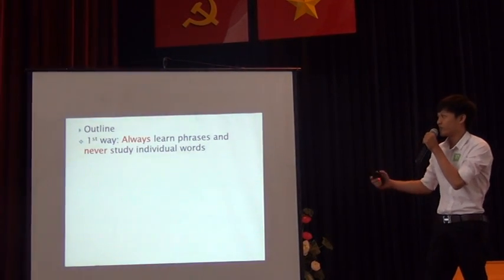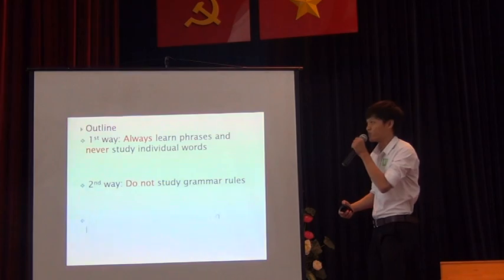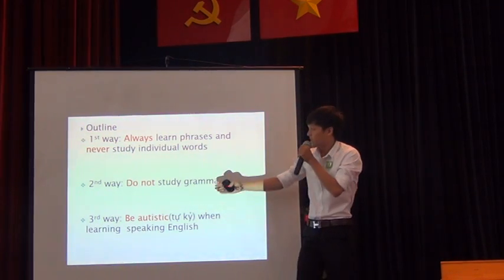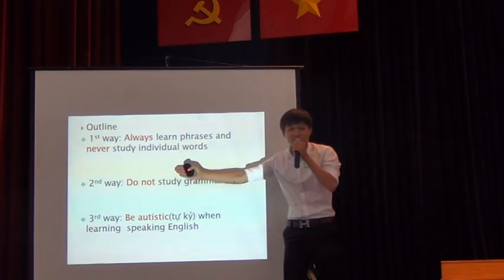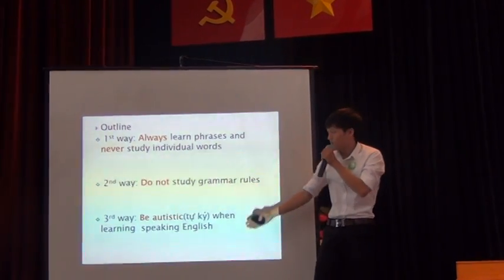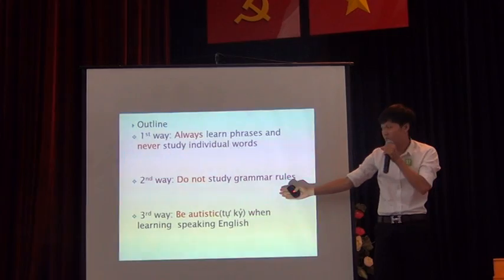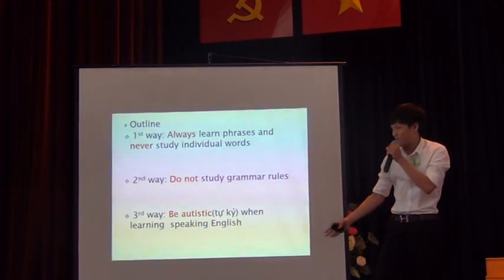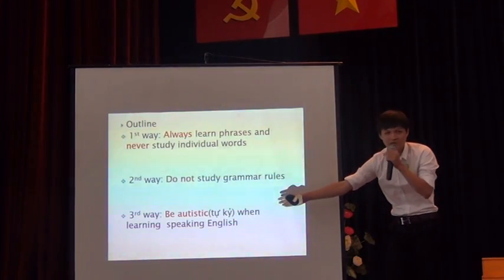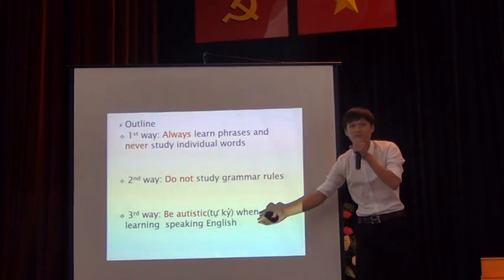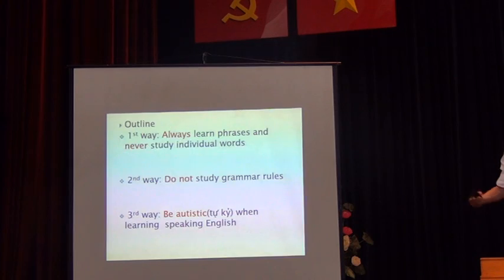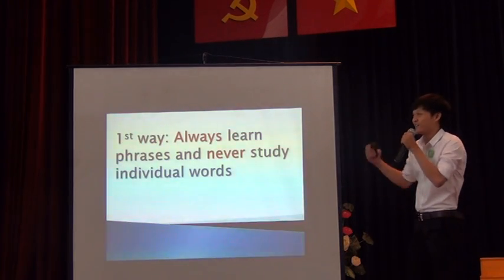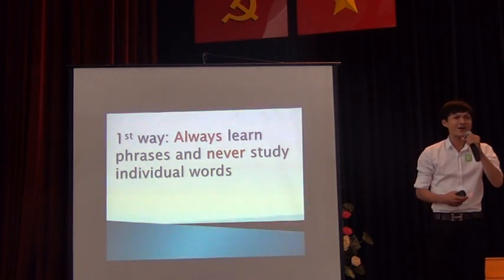This presentation will be divided into three sections, three ways. The first way is to always learn phrases and never study just individual words. The second way is do not study grammar rules. And the last way is be autistic when learning speaking English. That's going to be very strange, but just listen to me. So, okay, let's get started with way number one.